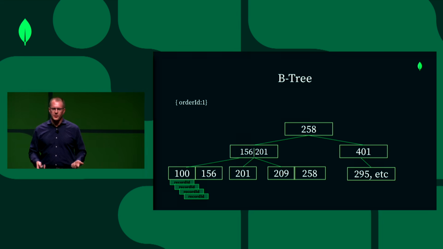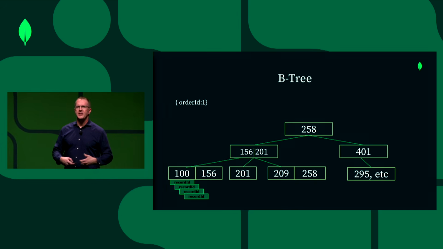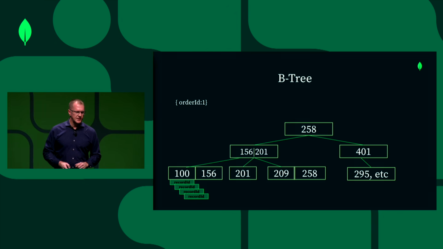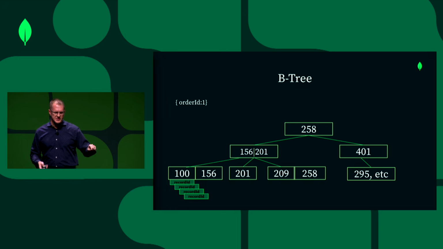If there are multiple orders that match order ID 100, we might actually have multiple record IDs in that single index entry. And those record IDs point us to the file system, point us to where we can go and grab those documents.